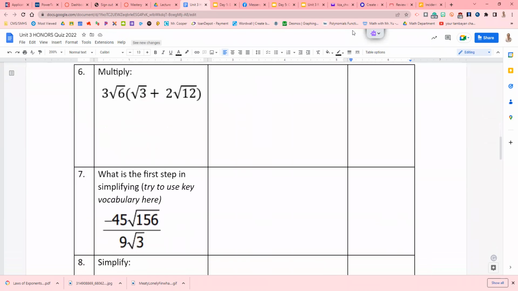For number 6 and 7, you will be distributing everything inside. So again, that would be 3 multiplied to the radicand of 18 plus 3 multiplied to 2, and then the radicand would be 6 times 12 is 72. Okay, that is 72. Then you need to simplify 18.